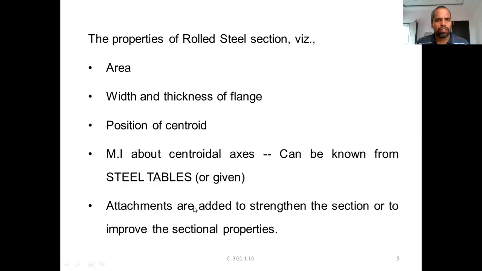That's our priority: the required load has to be borne. So accordingly we have to increase the load carrying capacity, that is, strengthen the section. Attachments are added to strengthen the section. Strengthening means increasing the load carrying capacity. So attachments are added to strengthen the section or to improve the sectional properties.